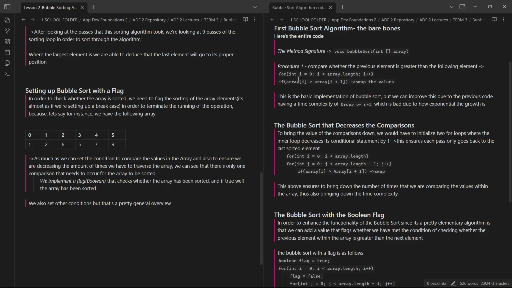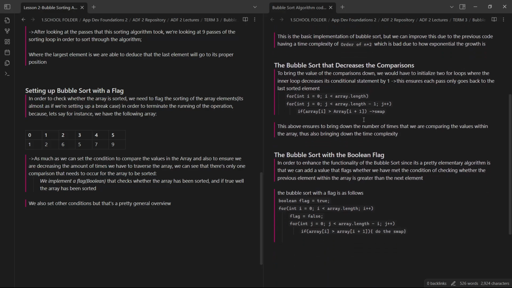Yeah, this is just a bare bones understanding: is this value in the array greater than the next value? If so, swap, and you will do this over and over and over. And then the second kind of bubble sort we do is decreasing the comparisons. So we decrease the comparisons here by saying this should be minus i. We iterate through the array by its length, right? That's the first step.